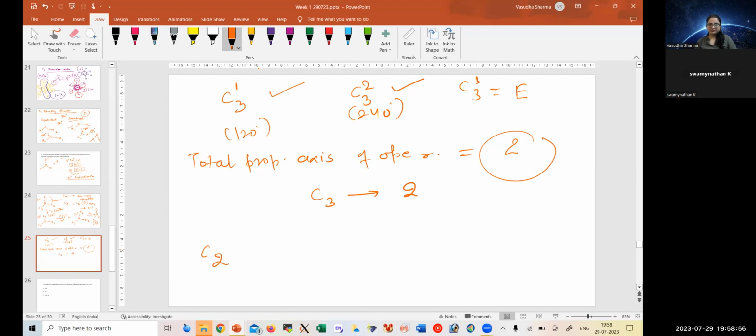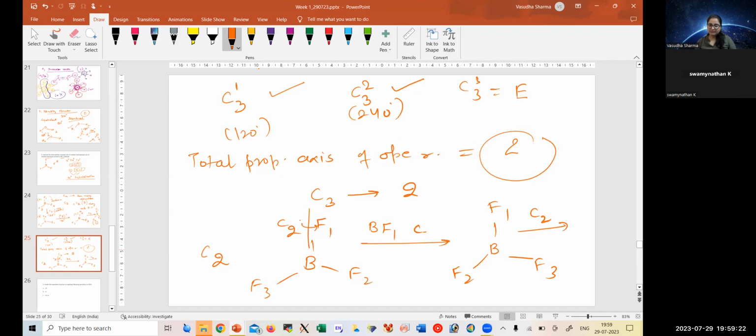What about C2? If I have BF1, 2, and 3, and I'm going along the BF1 bond, along this I have a C2 axis. So now what would be the configuration? 2 and 3 will be swapped left and right. That is again equivalent, right? If I do one more C2 to this, you get identical, the identity, that E operator. That means if I talk about the total proper axis operations along the C2 axis, you will get only 1. So C2 gives you only 1.